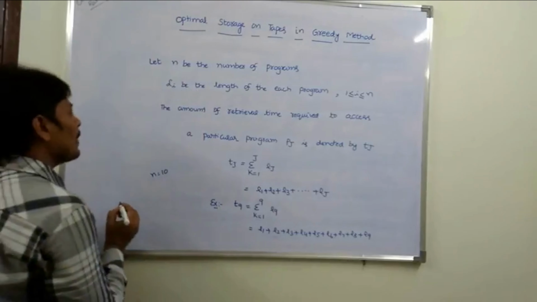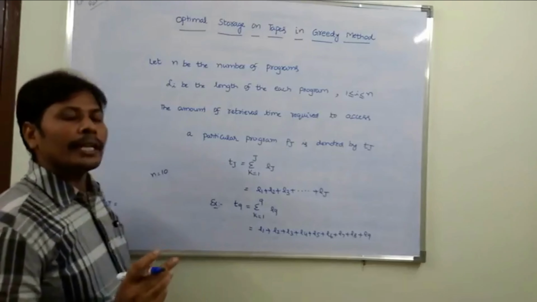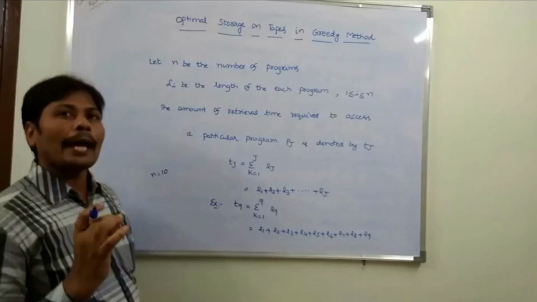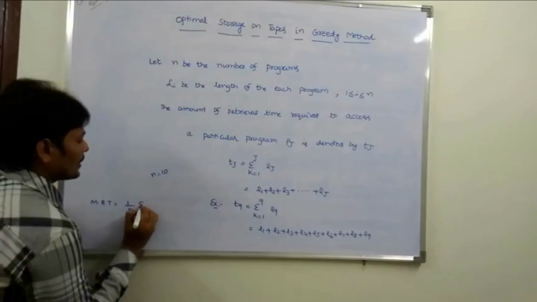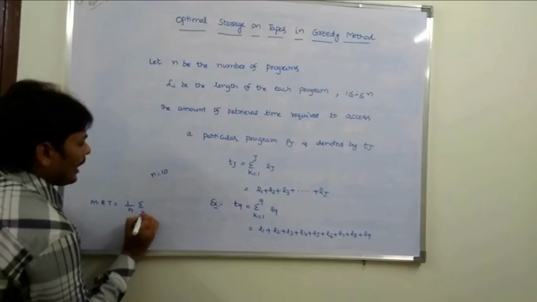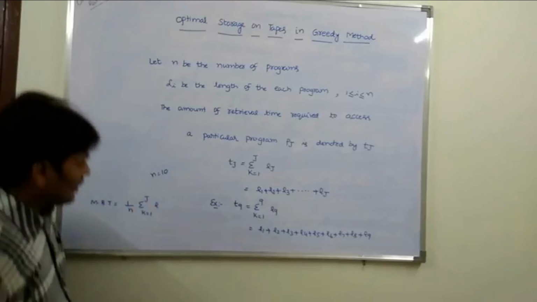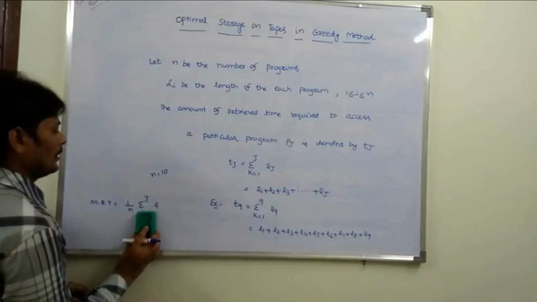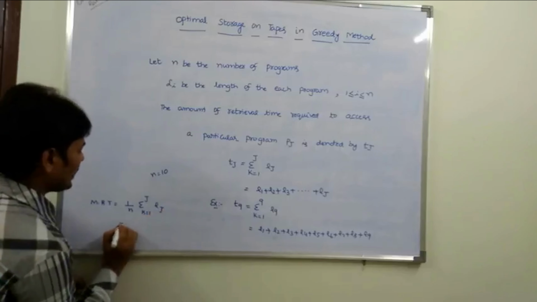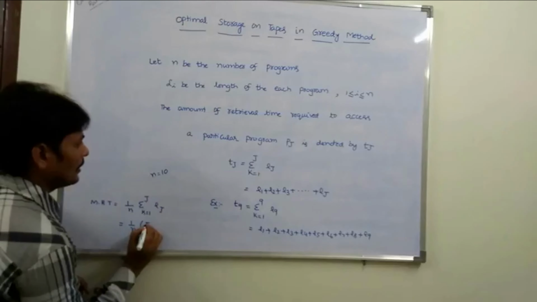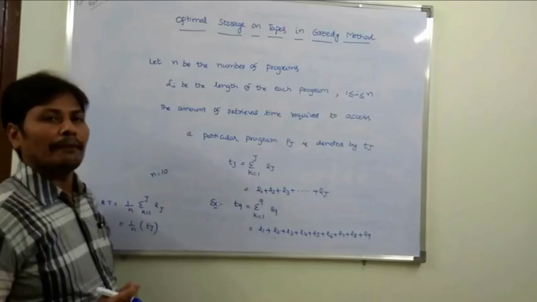Then what is the minimum retrieval time? The minimum retrieval time is equal to the average amount of time required to access a particular program. So that is 1 by n, sigma k equals 1 to n of Lk, which is equal to 1 by n of Tj. So this is the minimum retrieval time.